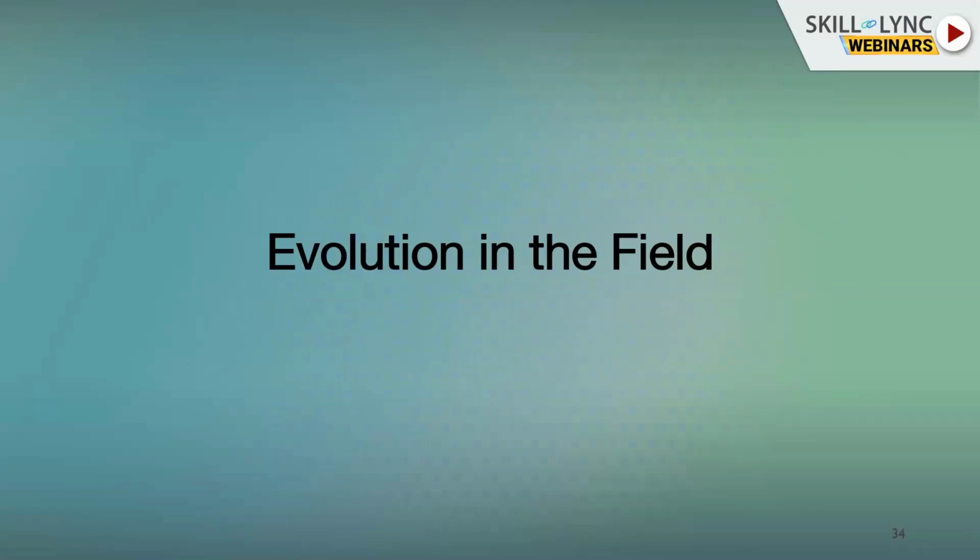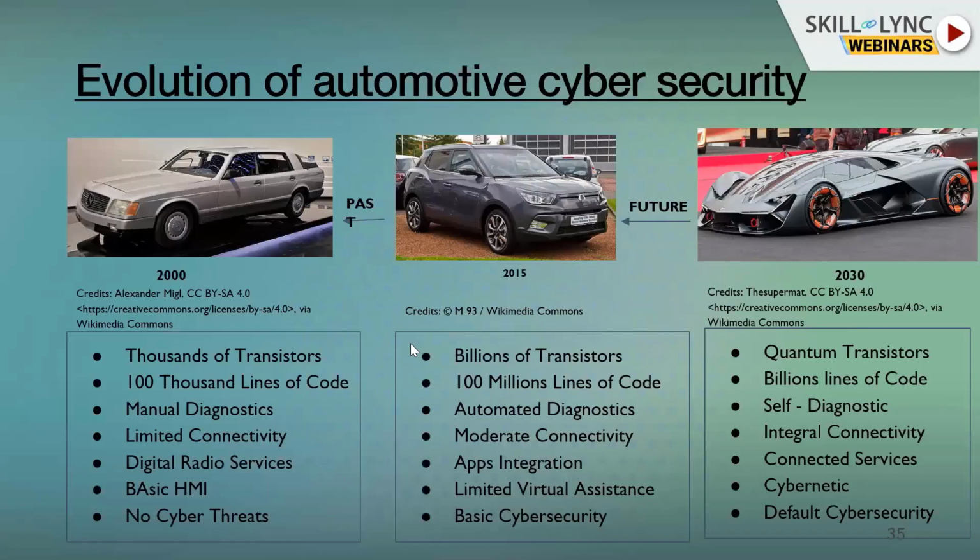Let's talk about the evolution of the field, how the automotive field is changing. Till now we were discussing the technical aspects, how we implement cybersecurity and what future aspects need to be considered. Now let's talk about how this field is changing with time. In the 2000s, cars had thousands of transistors, only 100,000 lines of code, manual diagnostics, and limited connectivity. Radio services were digital, there was a basic human-machine interface, and no cyber threats.